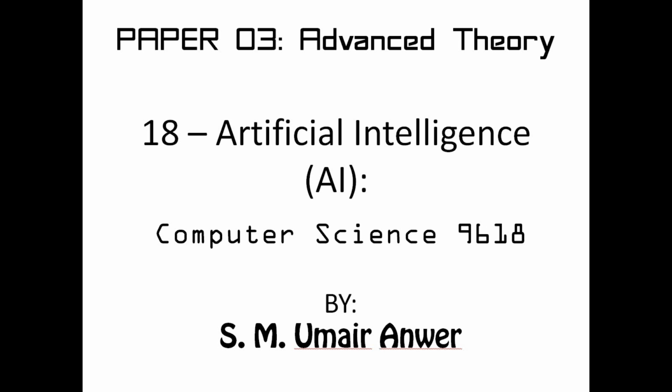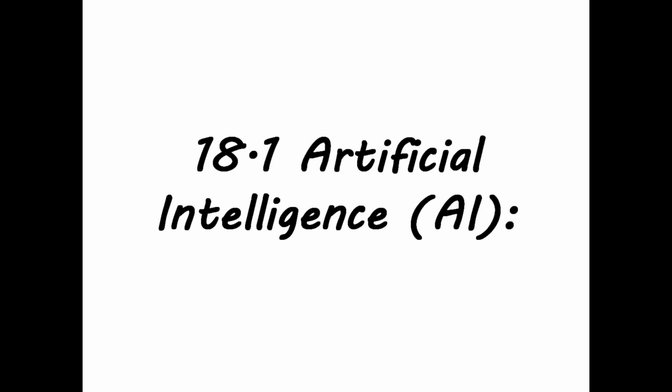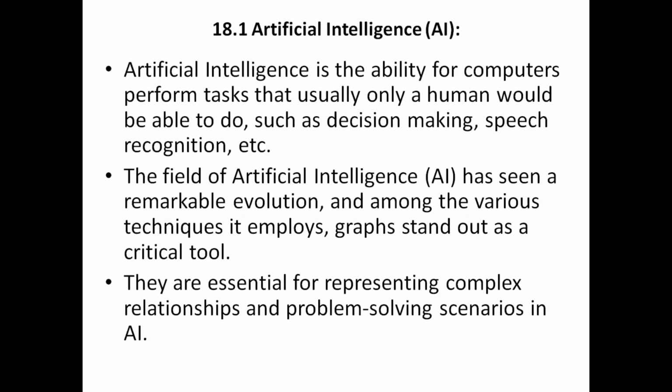This is chapter number 18, Artificial Intelligence. Now this chapter also technically has just one subsection, 18.1, Artificial Intelligence. As you know very well from your AS and from your O levels, artificial intelligence is the ability of a computer to simulate human-like intelligence, to do tasks that only a human would be able to do, such as decision making, such as speech recognition, such as speech synthesis, etc.